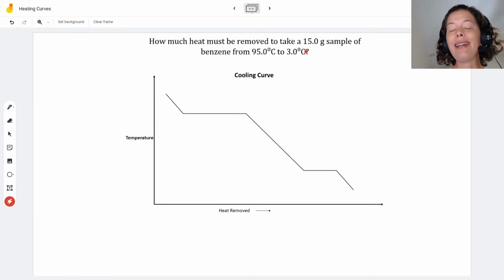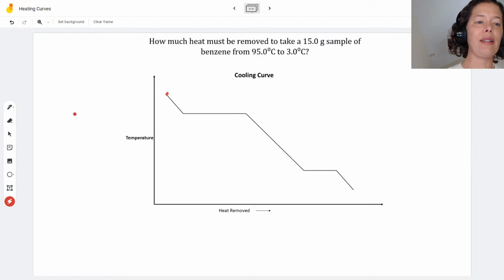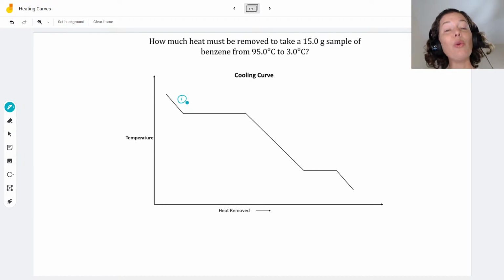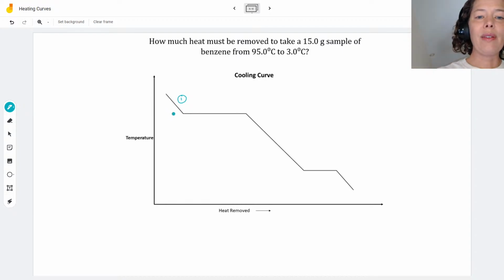This cooling curve has the same features as the heating curve, except this time we're starting with a hot gas up here. So our Q1, our first section, we're going to take that hot gas and cool it down to the condensation point, which is the same thing as the boiling point, but because this is a cooling curve, we are going to condense the gas, not vaporize it. Okay, so we had a gas up here. We've cooled it down to the condensation point. This is section 2.